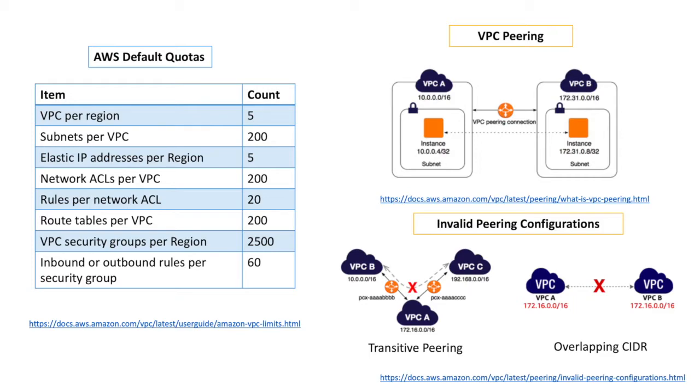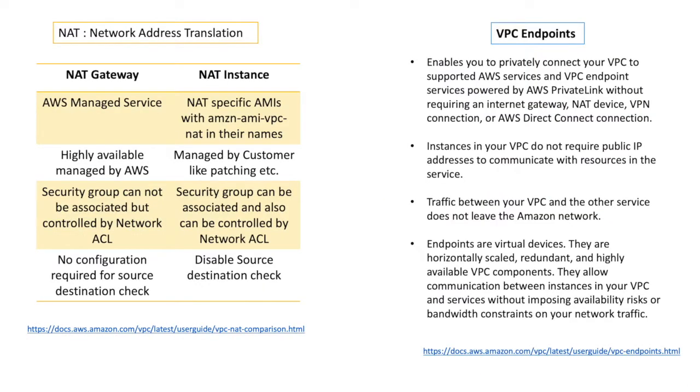And as I mentioned earlier also, if two VPC networks are communicating to each other, there should not be any overlapping of the IP addresses or CIDR blocks. Okay, so that is the main thing.